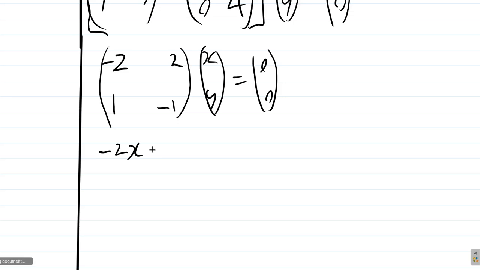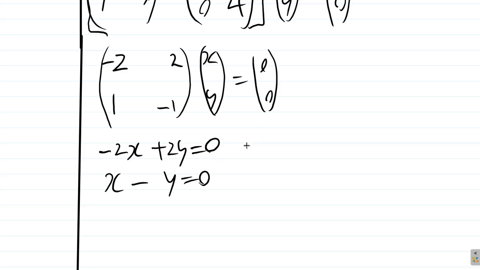Alright. So negative 2x plus 2y equals 0. I have 1x, which is x, minus 1y equals 0. We have two equations here. Let's fix this one up.